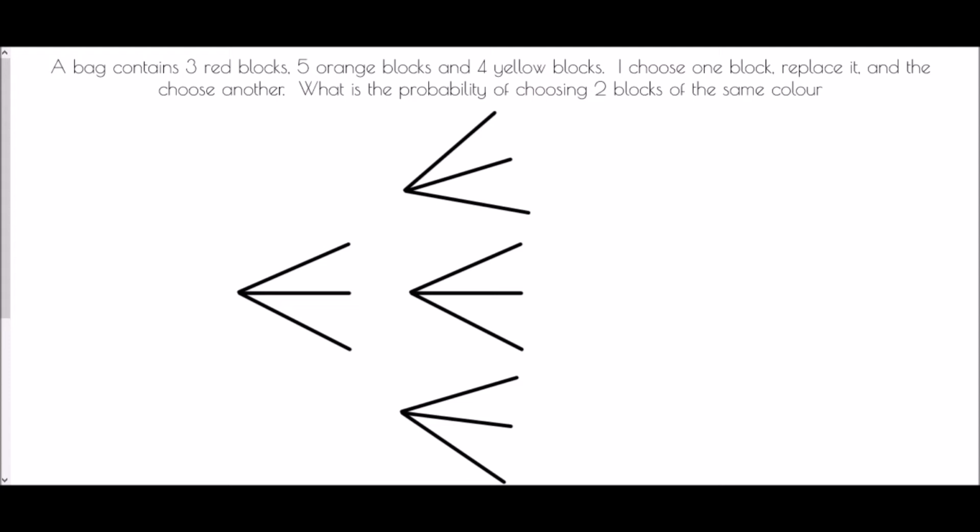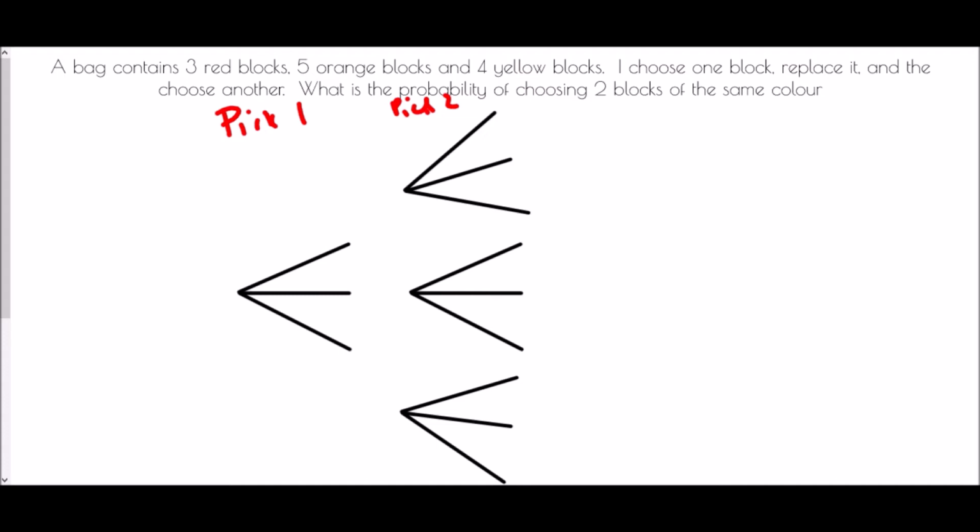Next, we have the situation where there are three possible outcomes as we work through. So in the situation, we have a bag which contains 3 red blocks, 5 orange blocks and 4 yellow blocks. I choose one block, replace it, and then choose another. What is the probability of choosing 2 blocks of the same colour? So once again, we have pick 1 and we have pick 2.